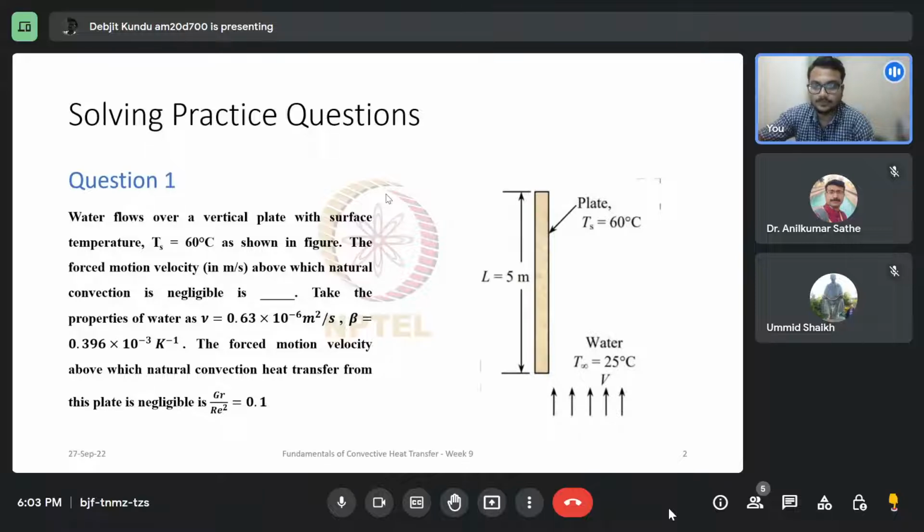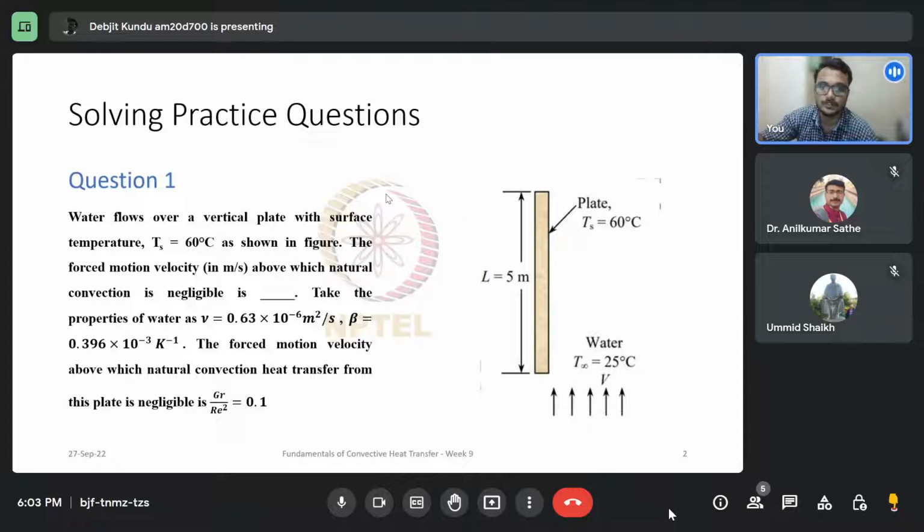So we shall dive into question 1 of today's session. This is regarding natural convection over a flat plate. The question says that water flows over a vertical plate with surface temperature Ts equal to 60 degrees Celsius. The forced motion velocity above which natural convection is negligible is how much? This has to be found out.